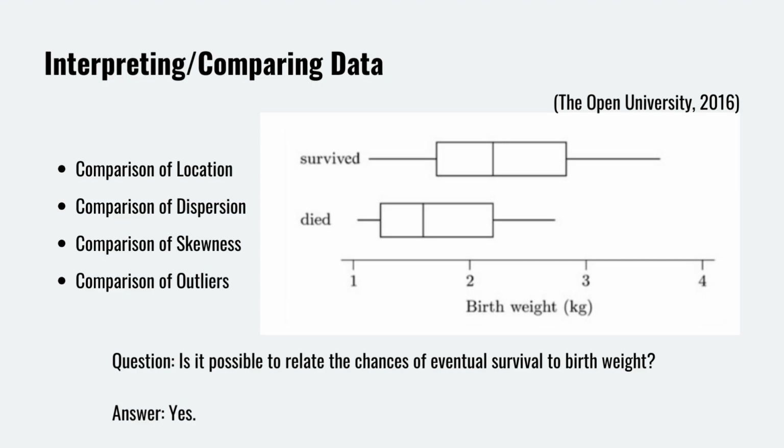Overall, the two batches of data look as if they were generally distributed similarly, but with one batch located to the right of the other. You can see immediately that the median birth weight of infants who died is less than the lower quartile of the birth weights of infants who survived.